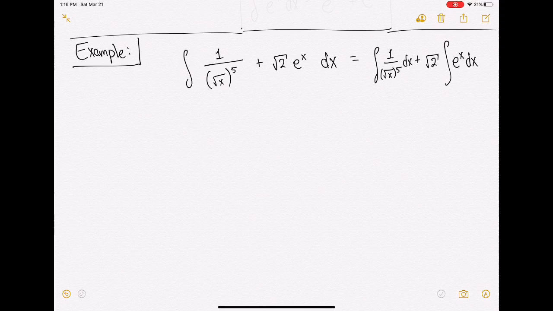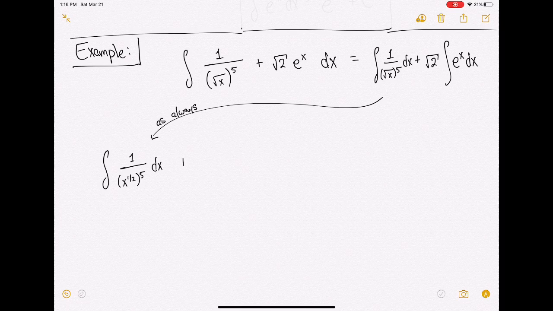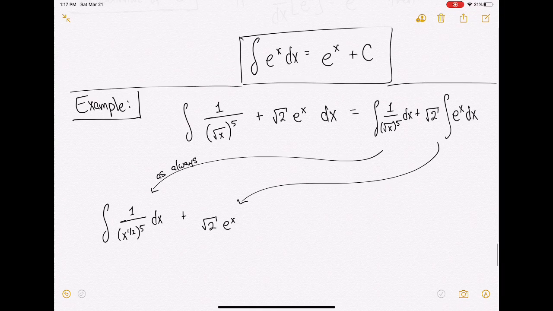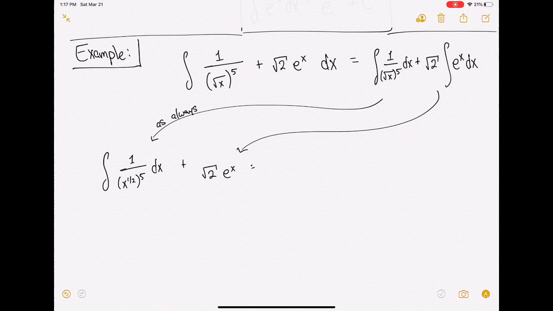Well, as always, we want to think about square roots as x to the 1/2, but that doesn't solve our problem completely. Here, for e to the x, I just kept it as e to the x because, look, there's our rule. Pretty easy. But we have to work a little harder on this first piece one more time.